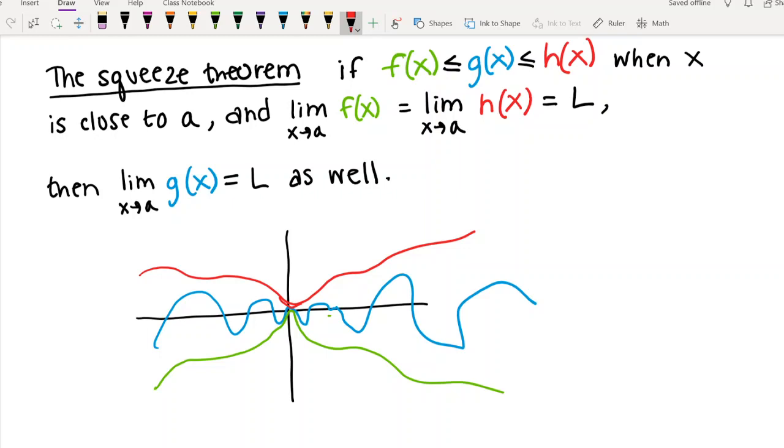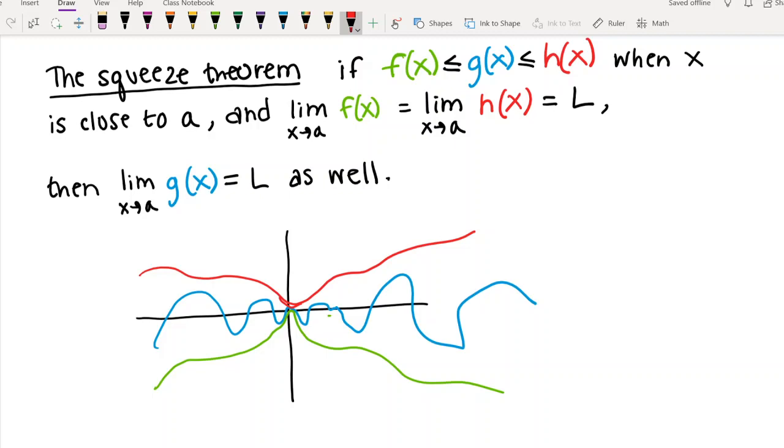So this middle function, because it's being squeezed between them, or this is actually also sometimes called the sandwich theorem. Because that middle thing is being sandwiched between the top and the bottom, it's forced to have that same limit. So why is this useful? Why would you use this? Well, if you can find functions f of x and h of x that are simpler functions where you can actually find the limit, then it can help you find the limit of something you otherwise would not be able to.